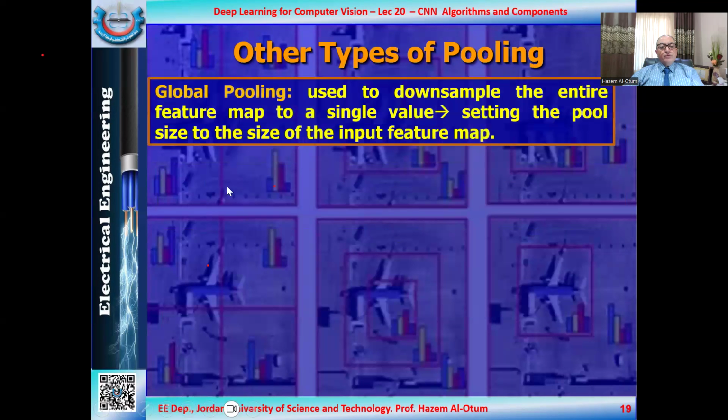What are other types of pooling? We have global pooling. You use it to downsample the entire feature map into a single value. It could be max pooling or average pooling. In this case, you get at the output only one value instead of having a matrix at the input. This means that you are setting the pool size to the size of the input feature map. So the size of the kernel matrix or the patch will be equal to the size of the input feature map.